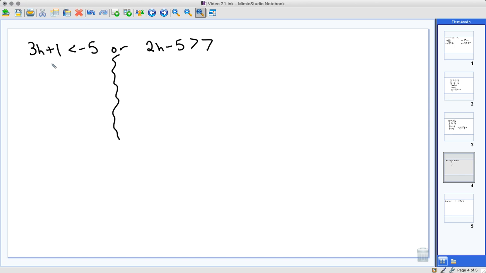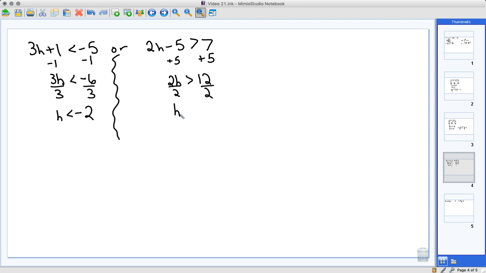We're going to subtract 1. Get 3h is less than negative 6. Divide by 3. h is less than negative 2. That one's solved, so we're done with that one for a minute. Then for this one I'm going to add 5 to both sides. Get 2h is greater than 12. Divide by 2. h is greater than 6.